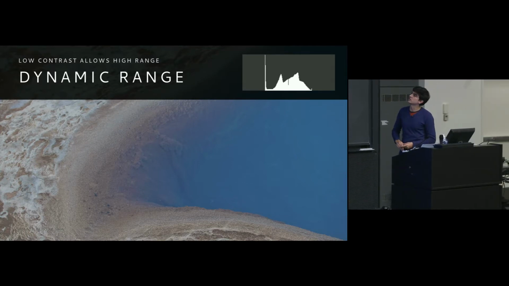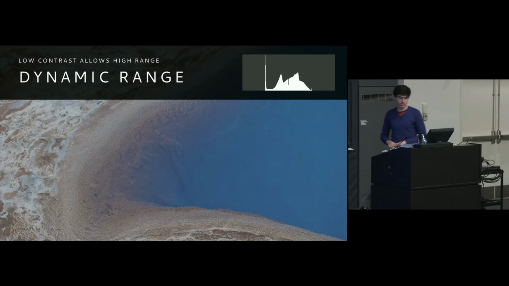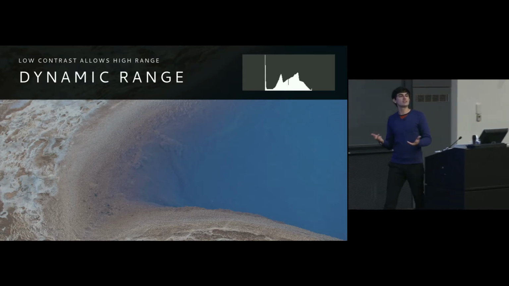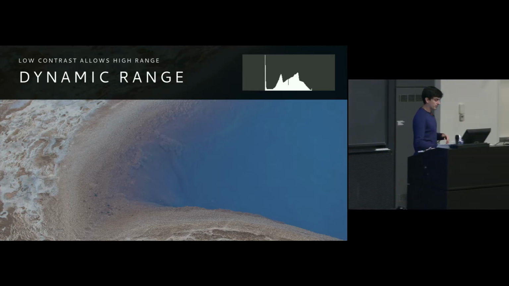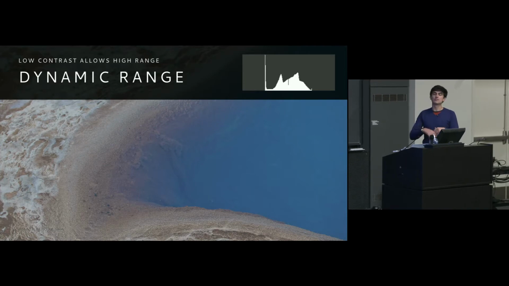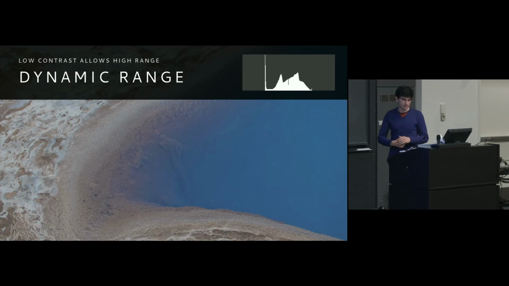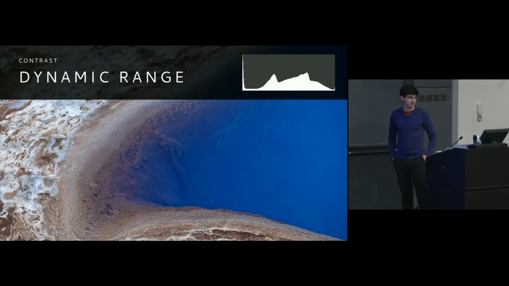So one way that we could describe this scene is that the dynamic range of the camera actually exceeded the dynamic range of the scene. So we could try to increase the dynamic range of the scene in this case by actually increasing the contrast to some degree.